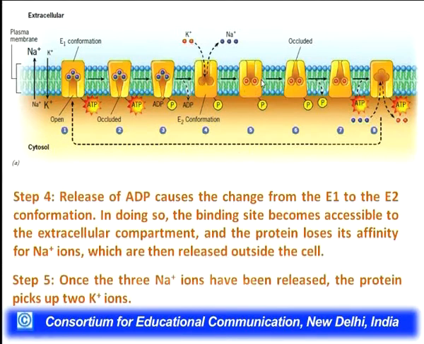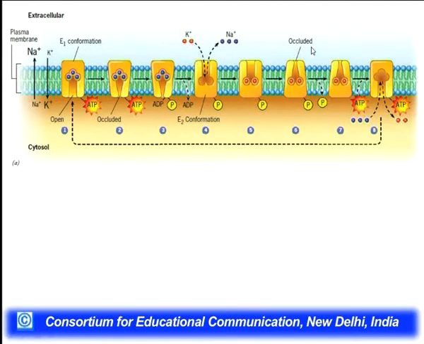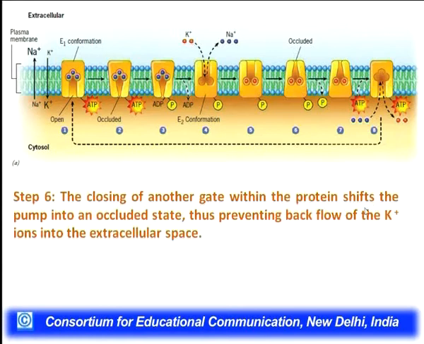So the protein has now picked up the 2 potassium ions, after which this particular channel, which was opening towards the extracellular side, now closes, or is occluded. As you can see again in step 6, the closing of another gate within the protein shifts the pump into an occluded state, thus preventing backflow of the potassium ions. So now these potassium ions, because the specificity is more, the binding is more, as well as the gate is closed, cannot flow back. Because these potassium ions cannot flow back, they just remain bound to this particular site, and again the conformation changes.